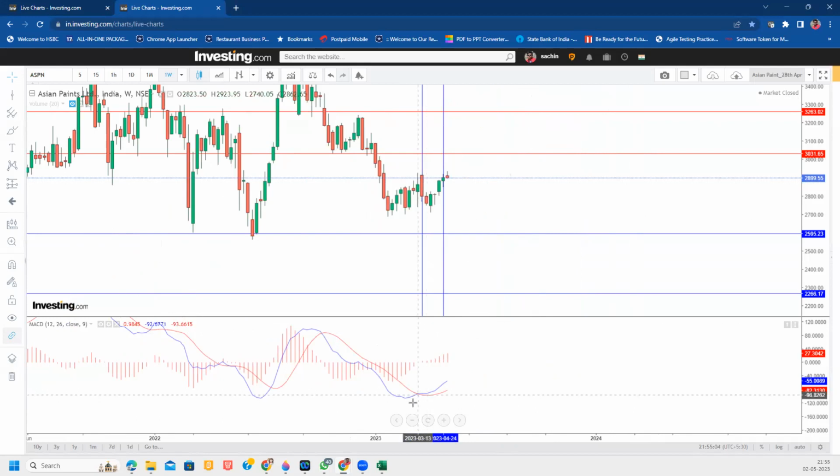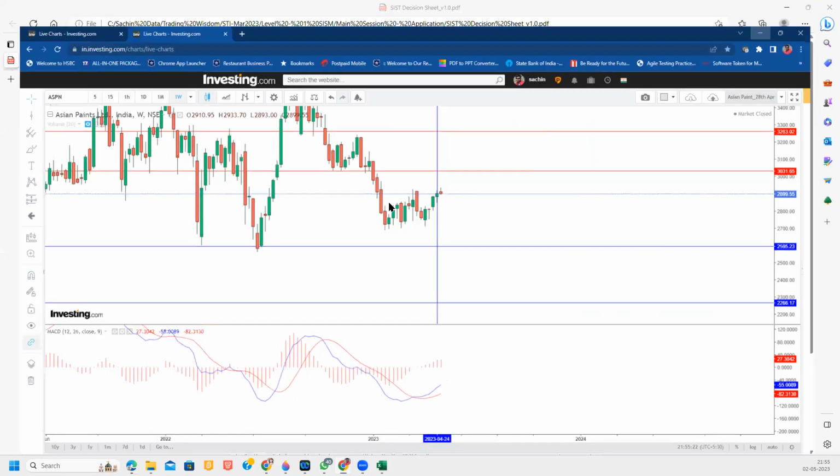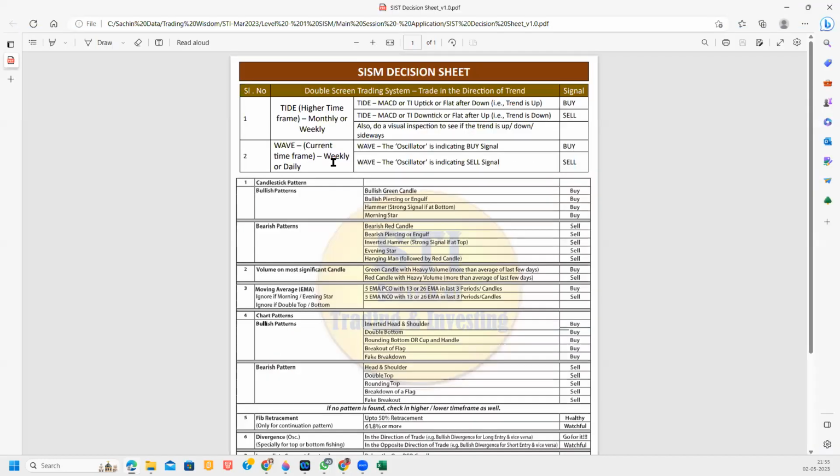Sometimes if it is not a crossover but it's still becoming flat, that can also be considered a bullish sign. But on the selected date, that is 21st of April, a positive crossover has clearly happened. So definitely it is bullish. Okay, so the MACD is saying bullish.